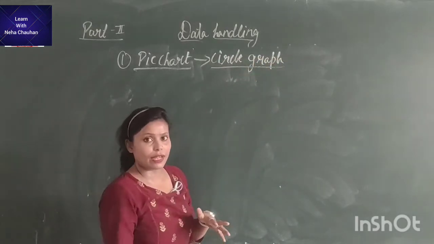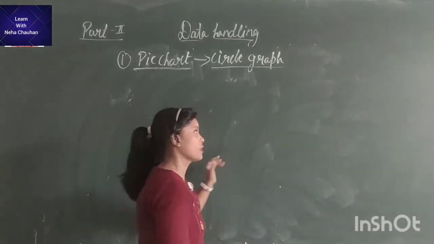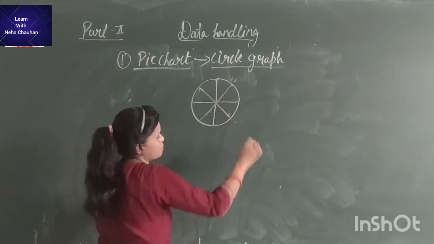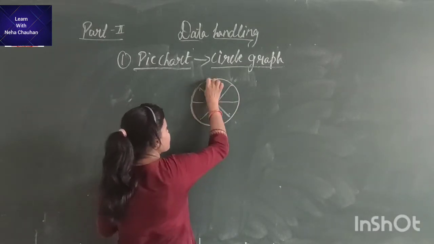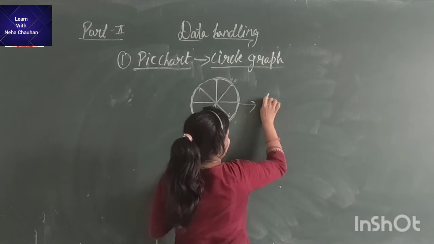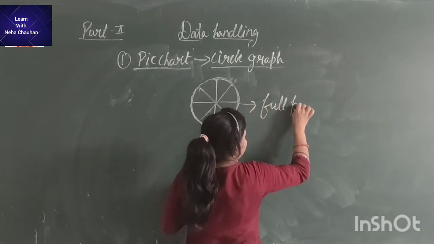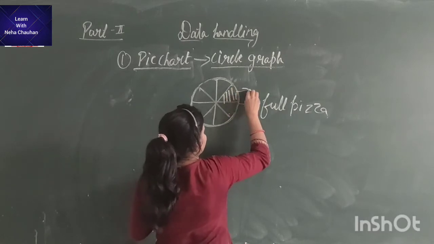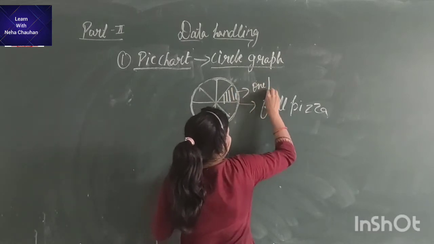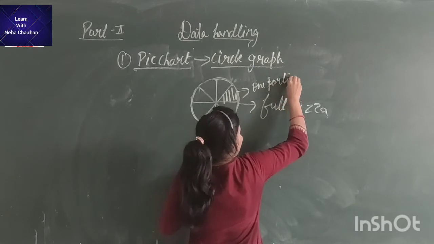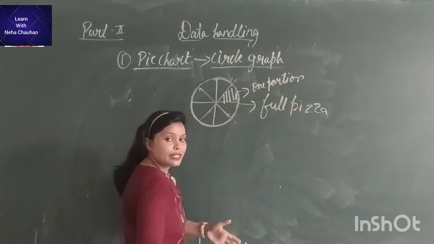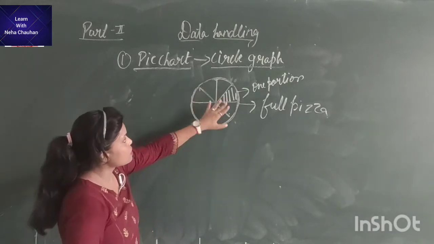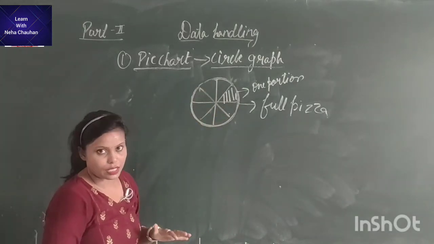Have you seen a pizza divided into 4, 6 and 8 parts? It looks like this. So this whole circle represents a full pizza, right? And this portion represents one portion, or we can say some percentage of the pizza, right? So this is how the circular graph is represented.